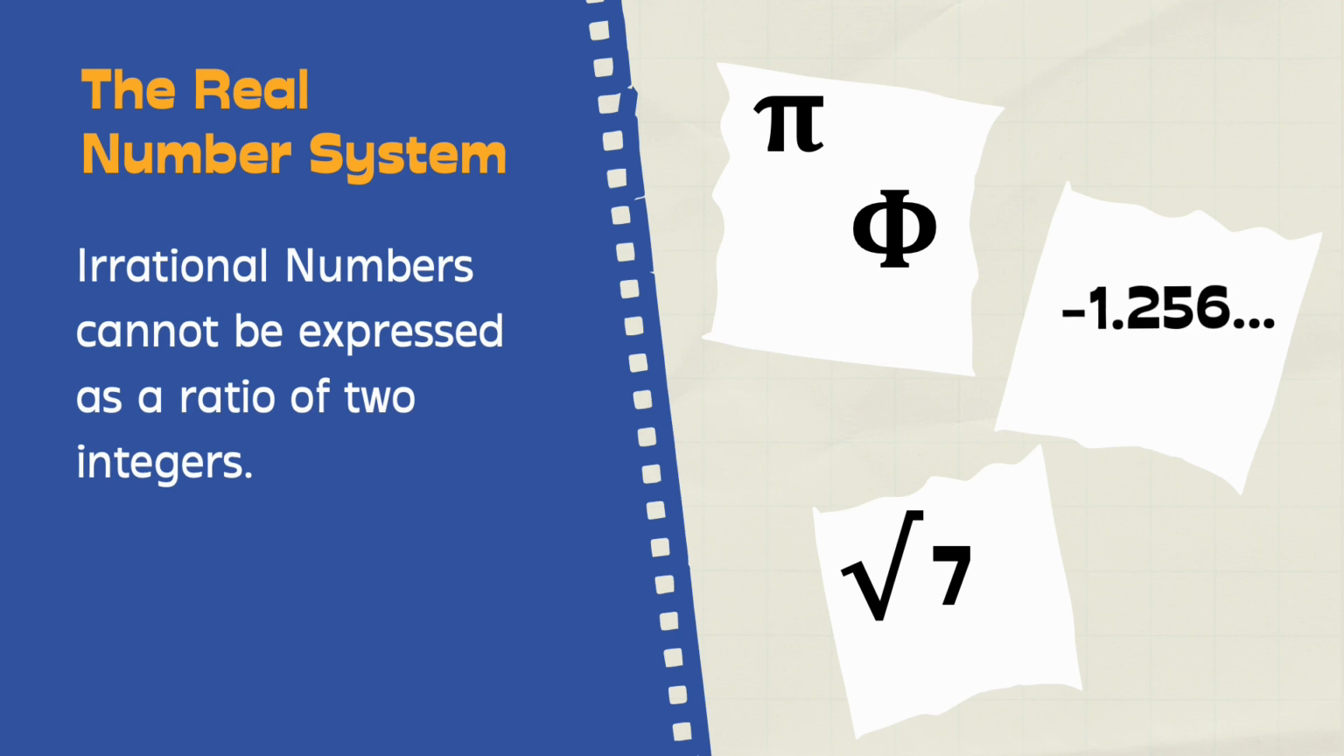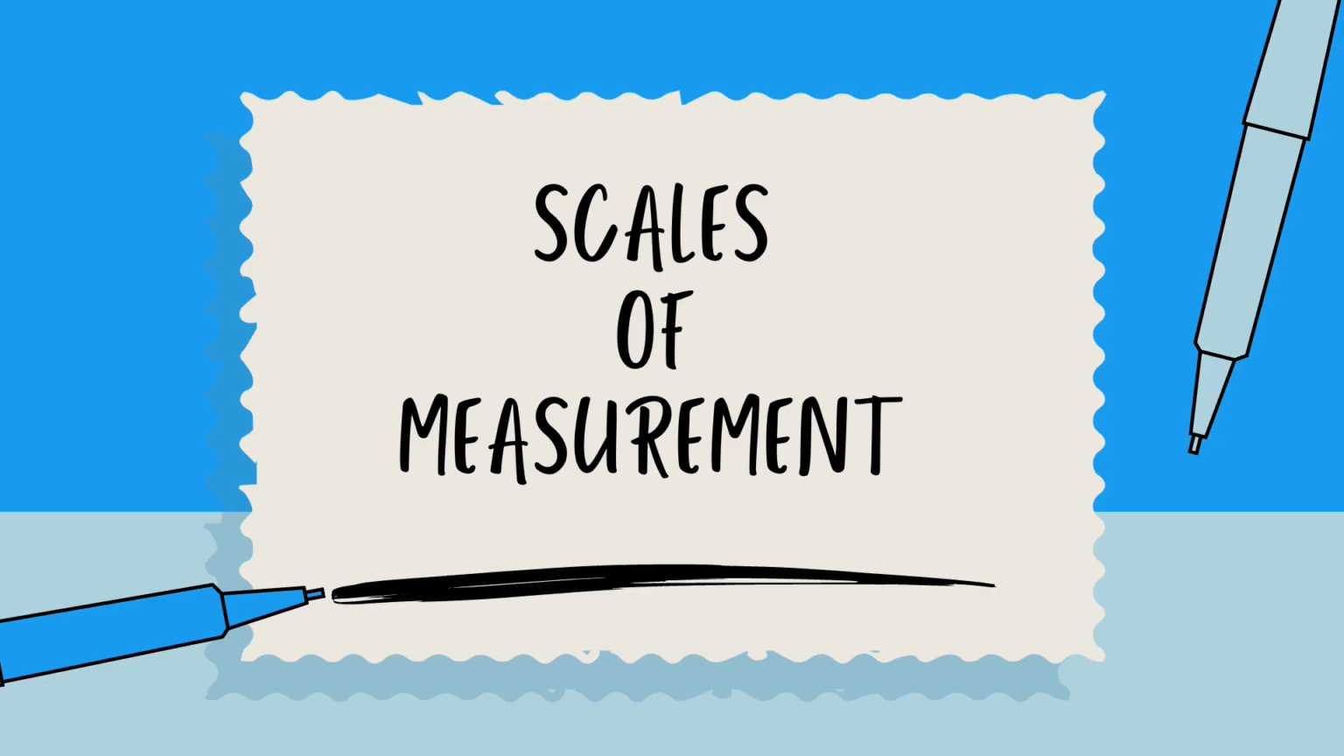We also have here negative 1.256. This ellipsis tells us that the number does not terminate and does not repeat. We also have another example, the square root of 7, whose value also does not terminate and does not repeat. From measuring distances to tracking finances, real numbers help us describe quantities in the real world.